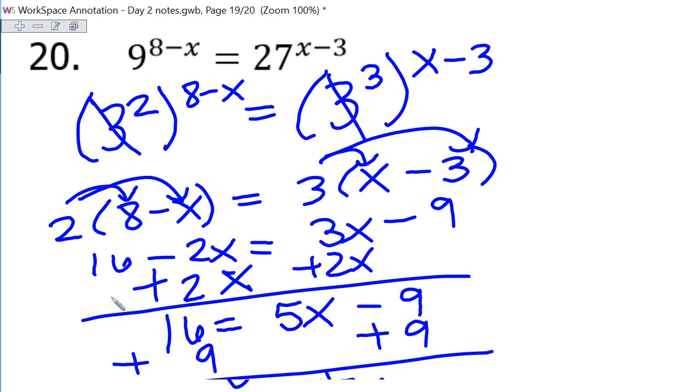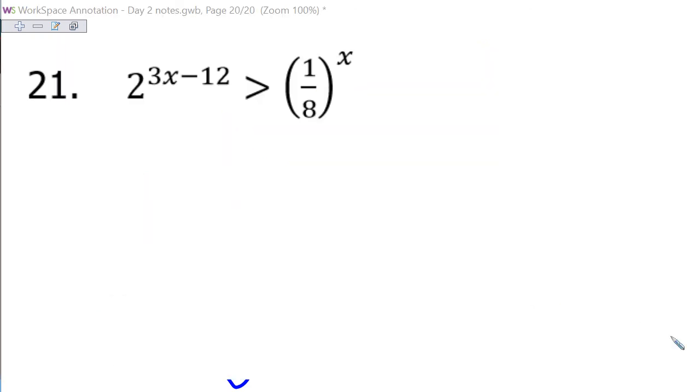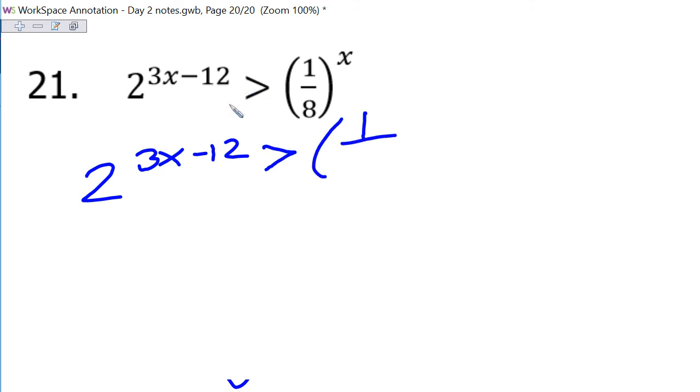Okay, one more. Last one, number 21. What would be the common base? 2, so the left side is good. But instead of 8, that would be 2 to what power? 2 to the third power. Can I leave it like that? No.